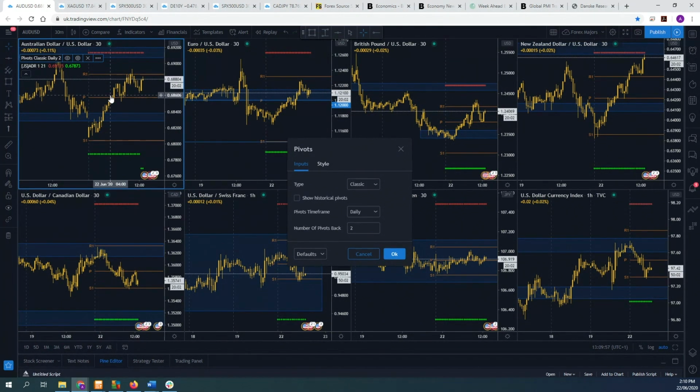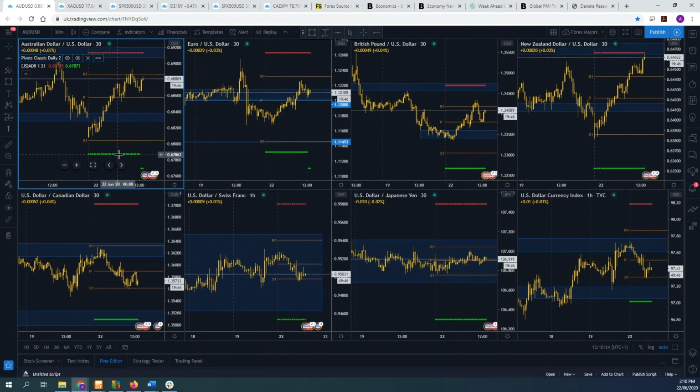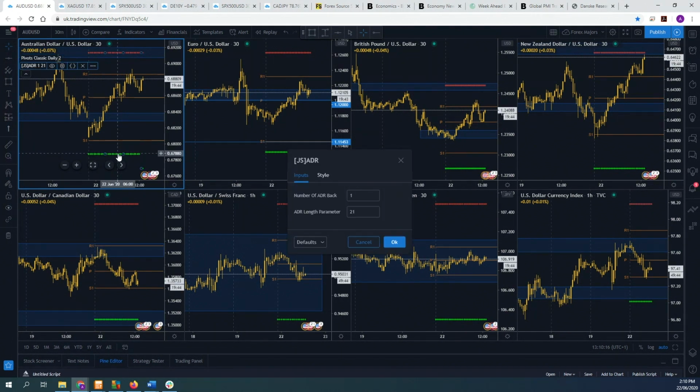And also, based on a different calculation, it gives us possible support and resistance levels marked out as S1, S2, or R1, R2, etc., also based on the prior day's movements. Now, if we compare that to something like the ADR, let's just open up the ADR, that is usually set at a higher interval.